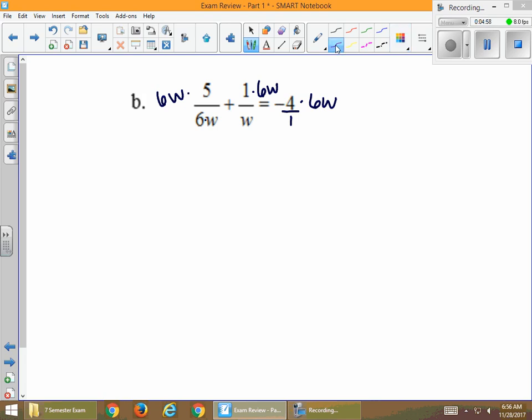That is legal. So our 6w's cancel in our first term, so we're just left with 5. Our w's cancel in the second, so I'm left with 1 times 6, which is 6. And on the other side of the equation, I have negative 4 times 6w, which is negative 24w. So 11 equals negative 24w. Divide both sides by negative 24.